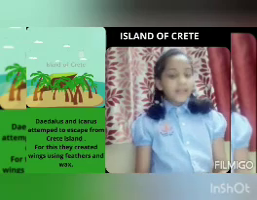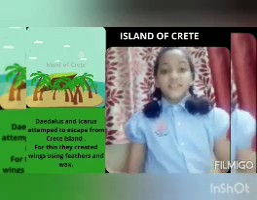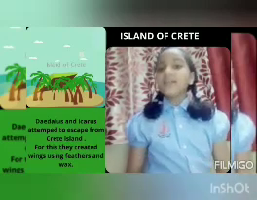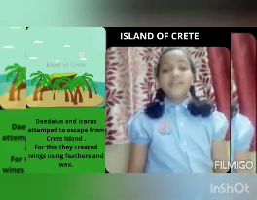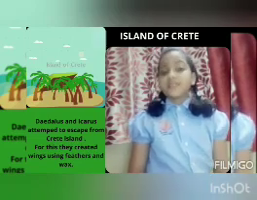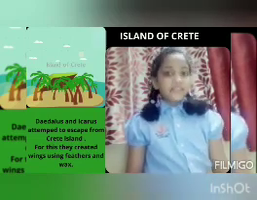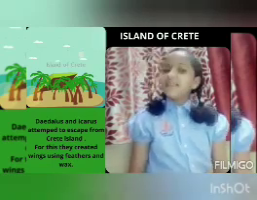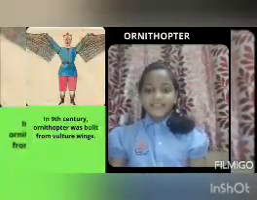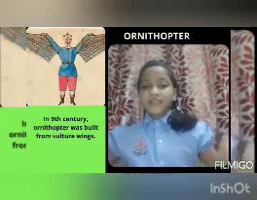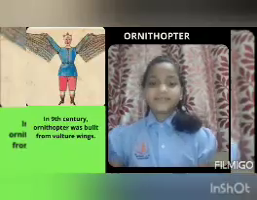This history begins with the island of Crete. Daedalus and his son Icarus attempted to escape from Crete Island. For this, they created wings by using wax and feathers. In the 9th century, an ornithopter was built with vulture wings.